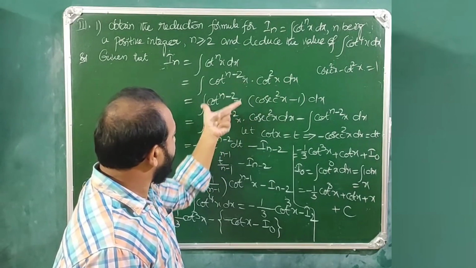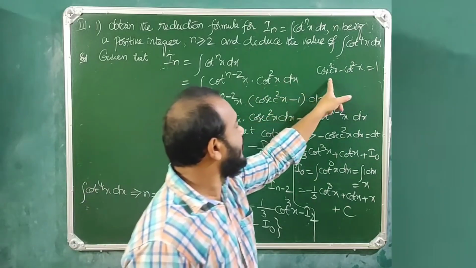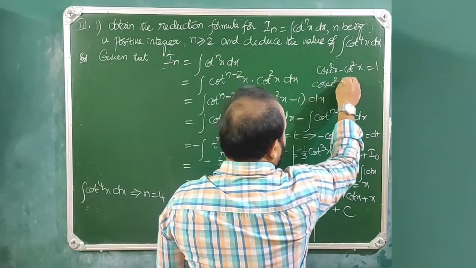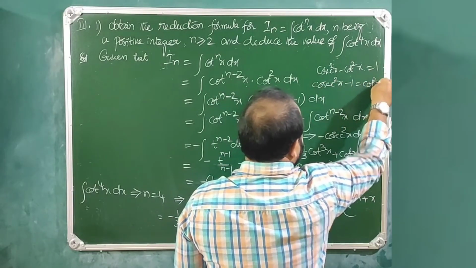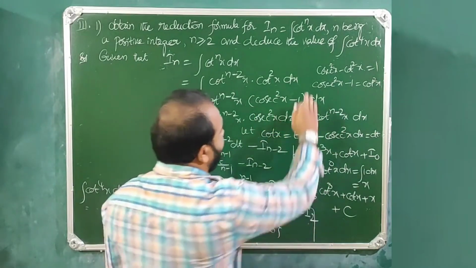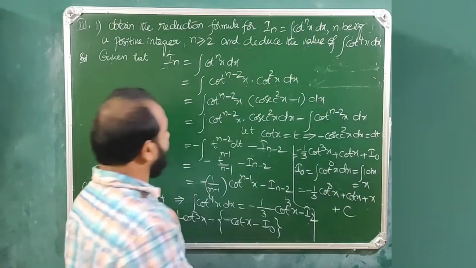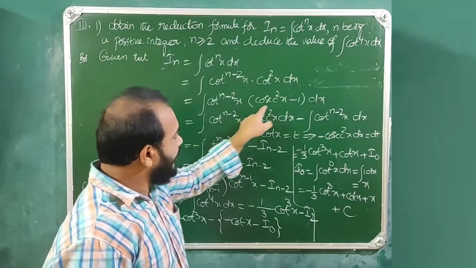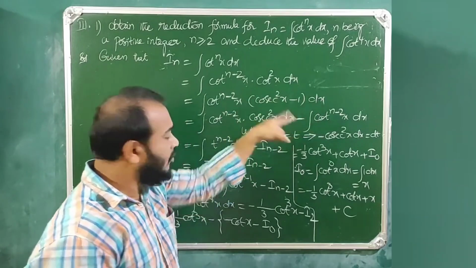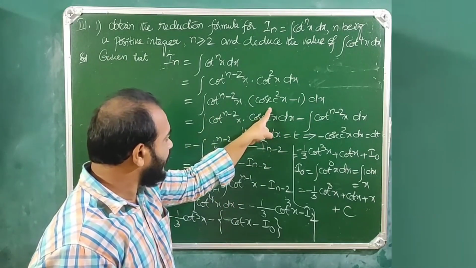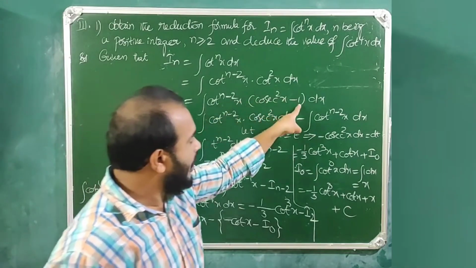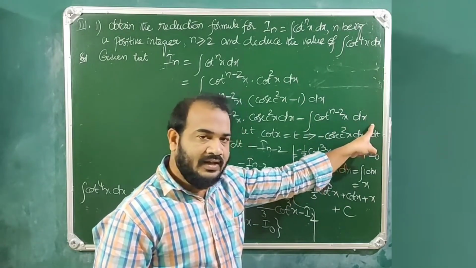Otherwise, cot^(n-2)x, this cot²x: cosec²x minus cot²x is 1. From this, cosec²x minus 1 is equal to cot²x. So this cot²x can be written as cosec²x minus 1 dx. Now a(b - c) = ab - ac. The integral dx is to be distributed for both of them. So cot^(n-2)x into cosec²x is this integral dx, minus cot^(n-2)x into 1 is integral cot^(n-2)x dx.